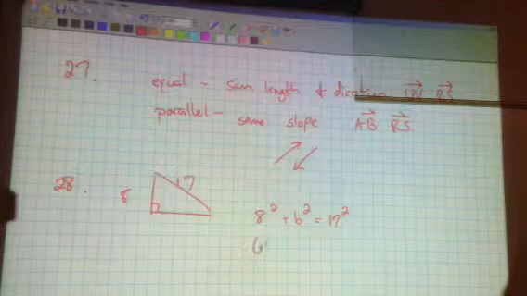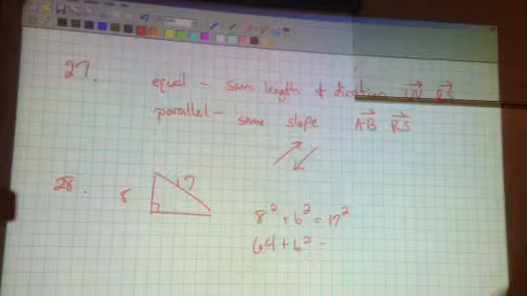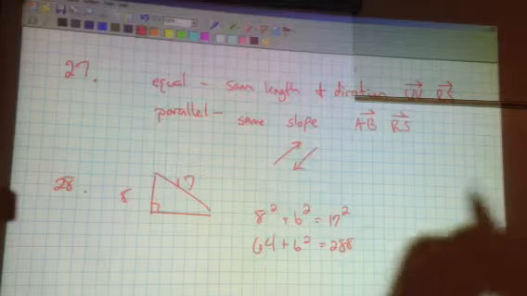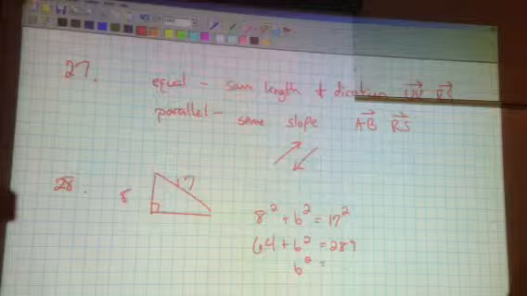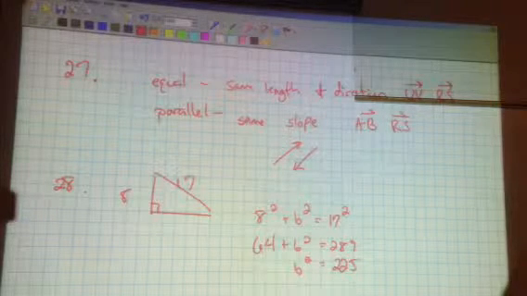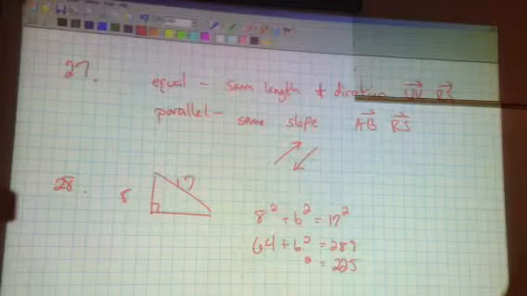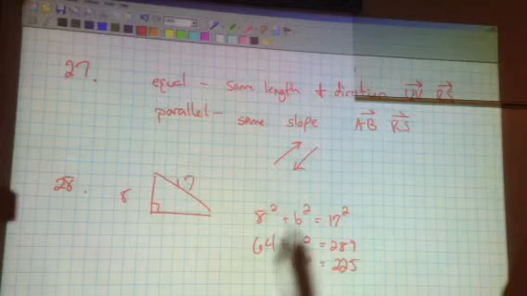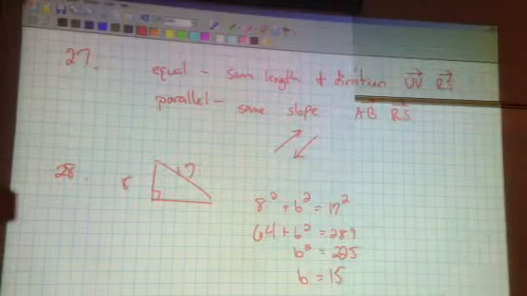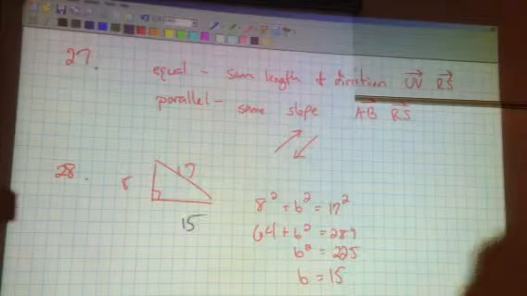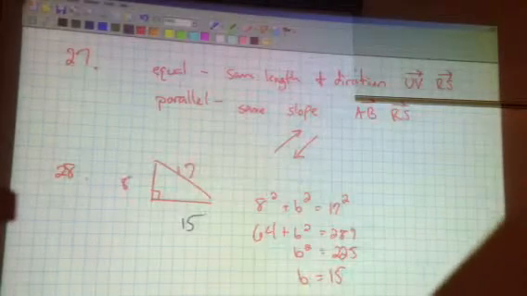So you do a little work. 64 plus B squared equals 289. Subtract 64 from both sides. You get b squared equals 225. And then you do square root, and you get b equals 15. So now I know what my base is. Again, it's just an 8, 15, 17 Pythagorean triple.